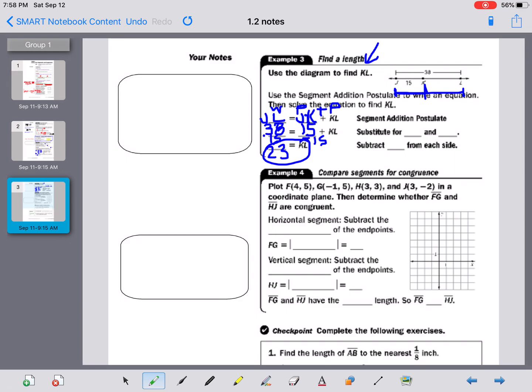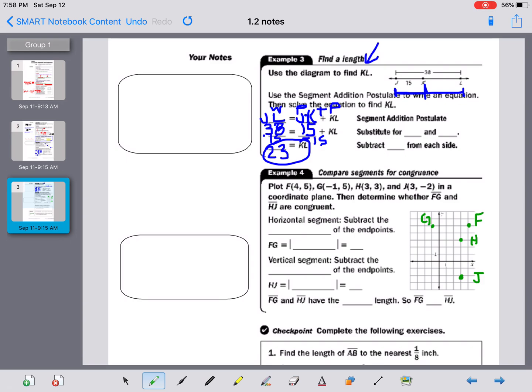So I'm going to go to 4, 5 first. I put my dot there, and I'm going to label it F. I go to -1, 5. I put my dot there, and I label it G. 3, 3, and I label it H. And 3, -2, and I label it J. So I've plotted my 4 points just like they asked me to. I labeled them so I can figure out what I'm going to do from there.